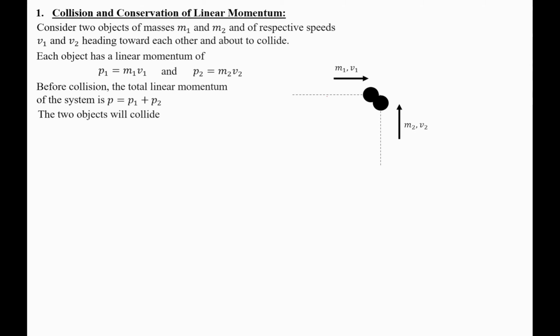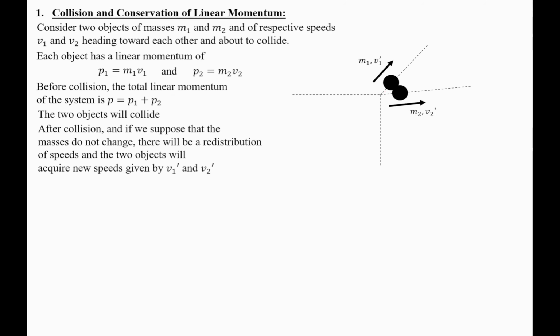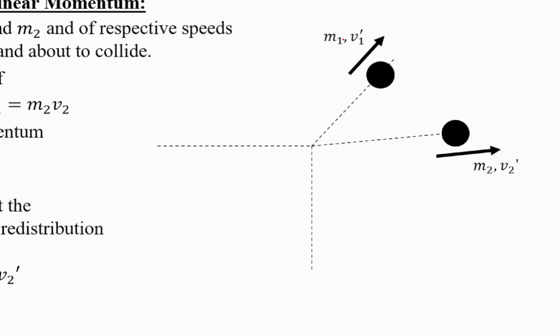Now they're going to collide. After collision, if we suppose that the masses do not change, there will be a redistribution of speeds and the objects will acquire new speeds given by v1 prime and v2 prime. So after they collide, we expect that the speed of each particle will change. The first particle will acquire a new speed given by v1 prime and the second particle will acquire a new speed given by v2 prime.